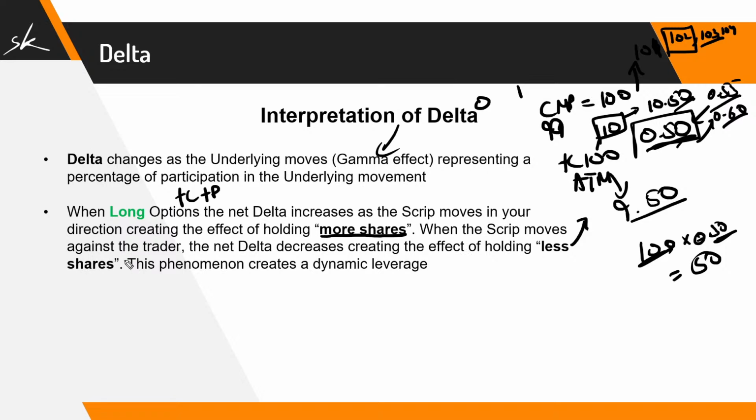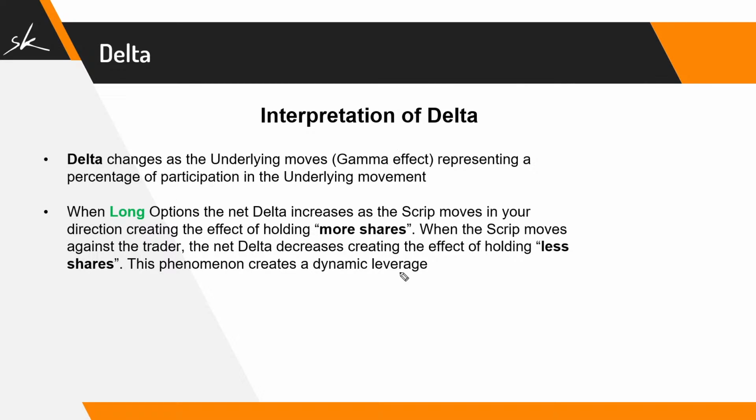Similarly, when the script starts moving against the trader, the delta starts decreasing, which creates the effect of holding less number of shares. So what do I mean by that? If it starts going against me, then the delta has to approach 0. So if it goes 1 rupee against me, maybe now my participation becomes 0.45. It goes another 1 rupee against me, maybe now my participation is 0.40. So what is happening here is, you are having something which is called a dynamic delta. So when something is going in your favor, you make more money, and when something is going against you, you start losing less money. Why? Because your participation also starts reducing.